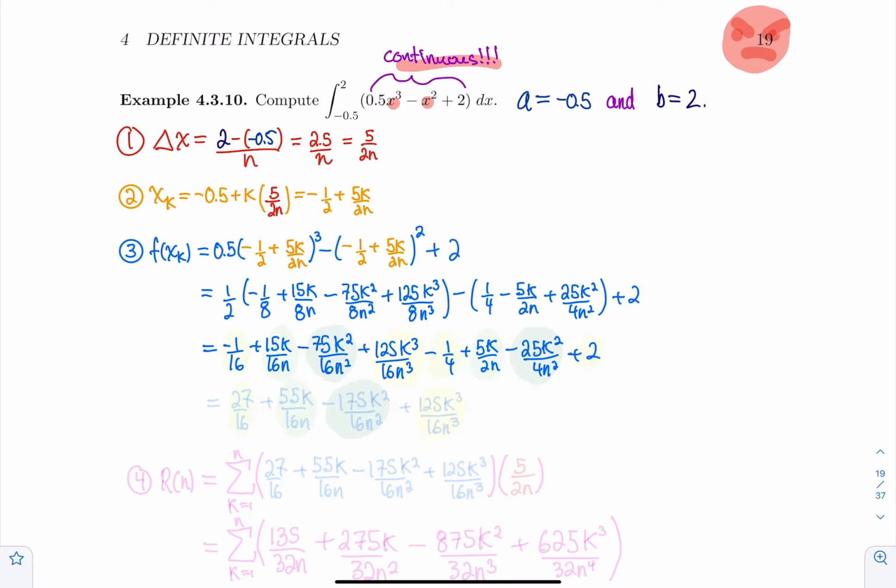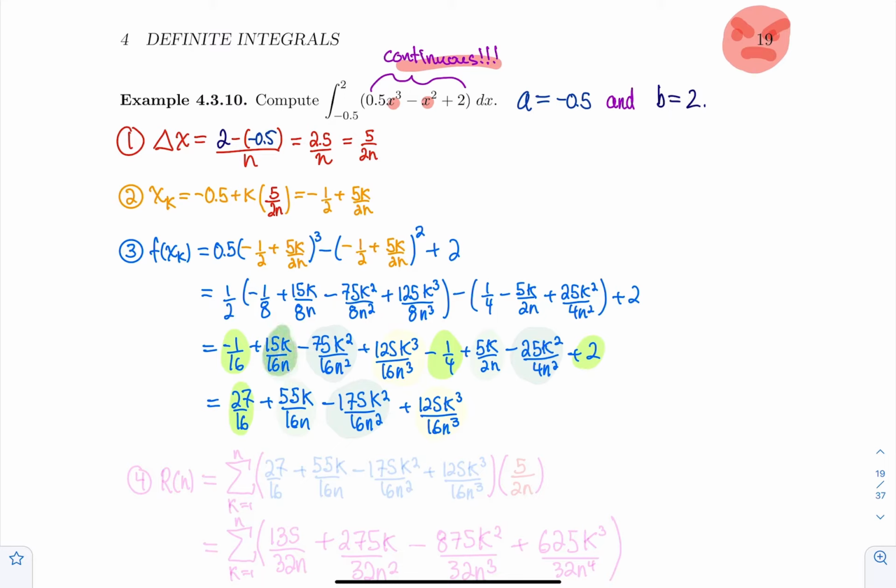So this equation simplifies to the following one. Okay, so the way you get the simplified version is by doing the following. First, you group all the constant terms together, so the terms that do not depend on any k. For example, if you take minus 1/16, minus 1/4, plus 2, you're going to get 27/16.